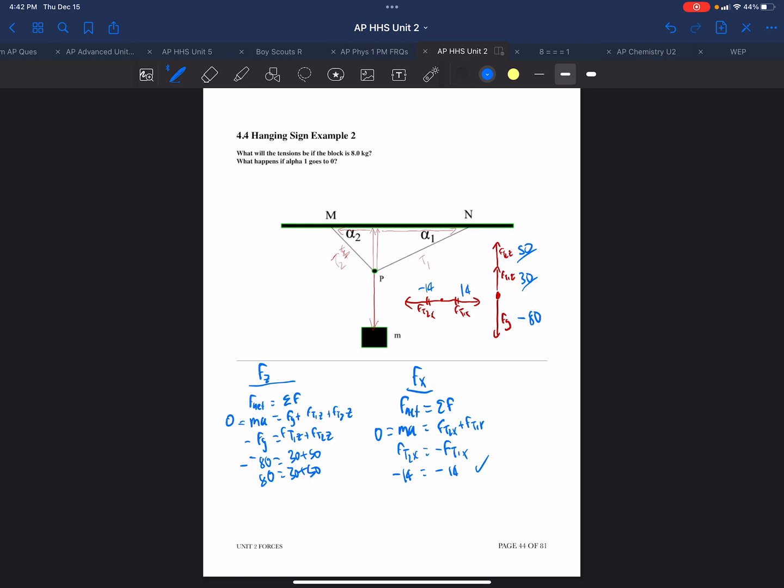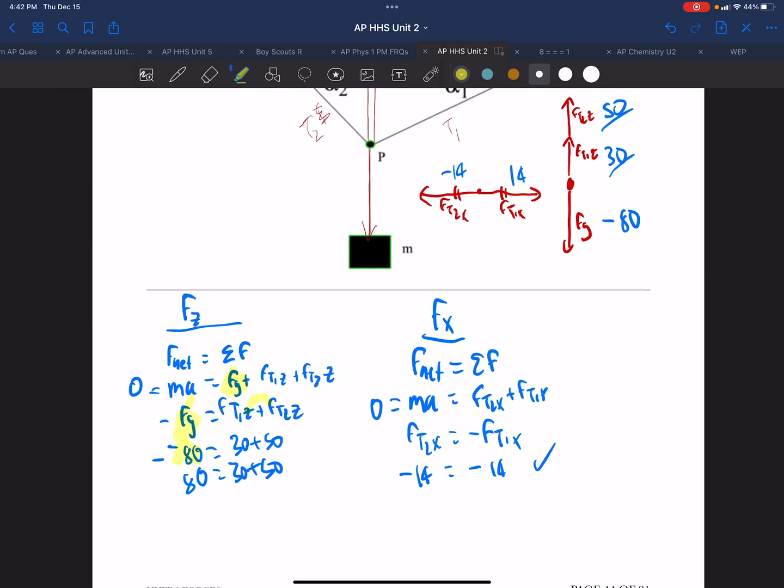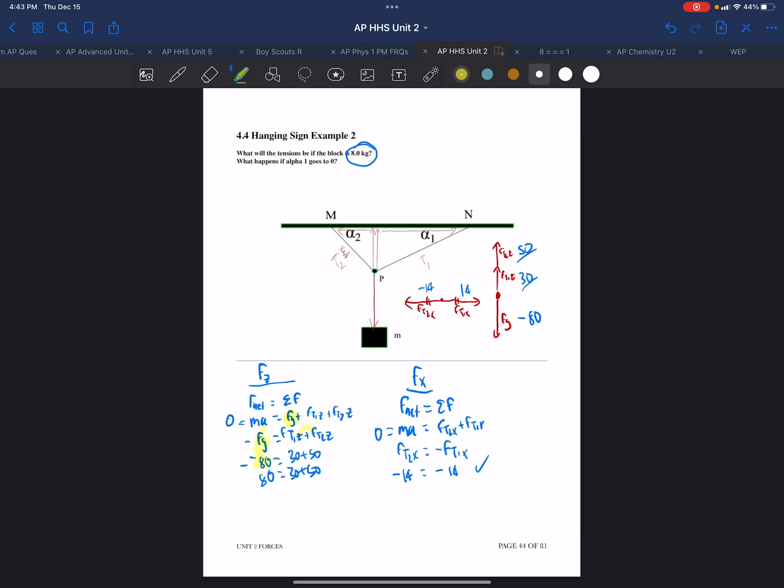And of course, we would go through the steps of using sine and cosine to figure out all those numbers. In this scenario, given that there's 8 kilograms, that would factor into this Fg. So we would know this Fg, which happens to be minus 80, and then we would know that these two must add up to 80. Now, we don't know what alpha, alpha 1 or alpha 2 are, but we would know in a problem that we would be given.